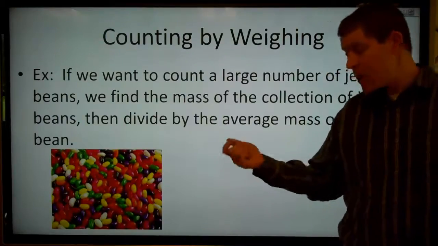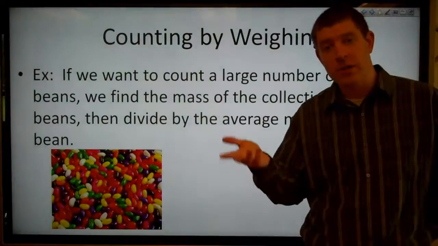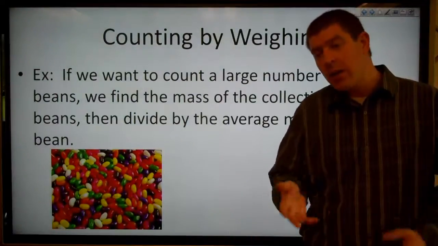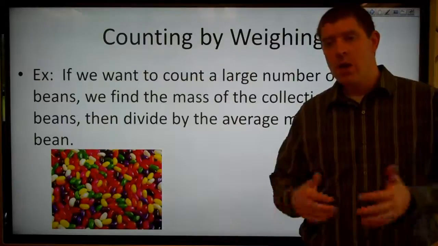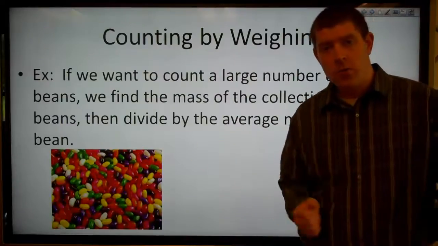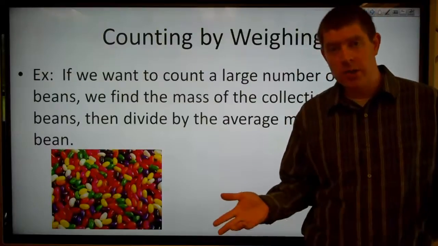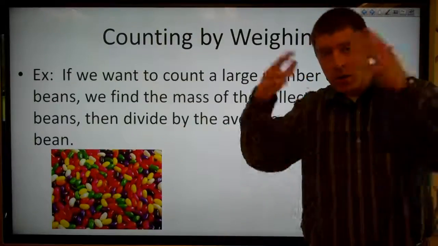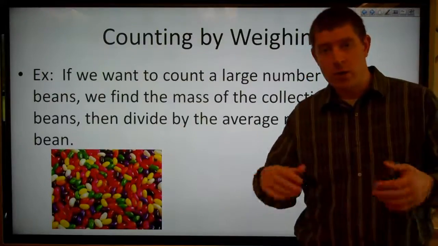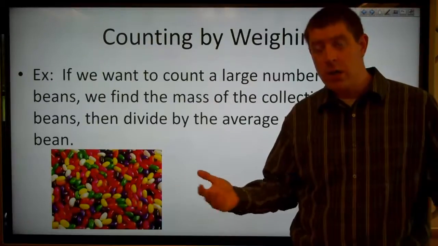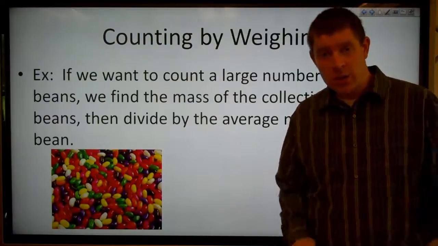Now, we don't have to weigh each individual jelly bean, but we need to find an average mass of jelly beans. So we count out maybe 100 or so, weigh that, and find the average. We take the mass of 100 of them, divide by 100, and that's the mass of each jelly bean. Then we take the mass of our whole collection of jelly beans, whether it's 100 or 50 or 5 million, and divide by the average mass of each jelly bean.